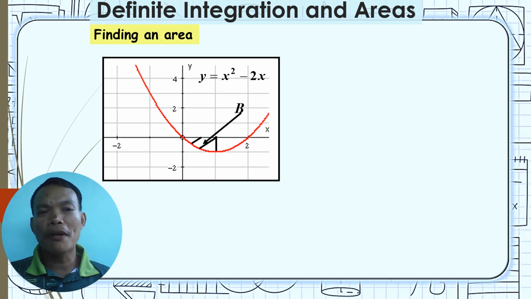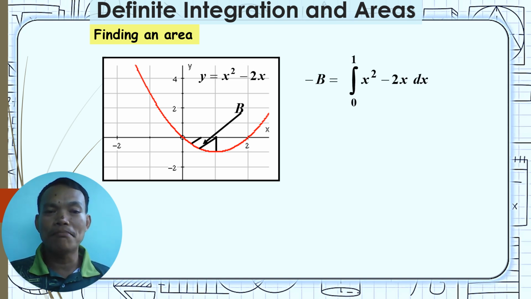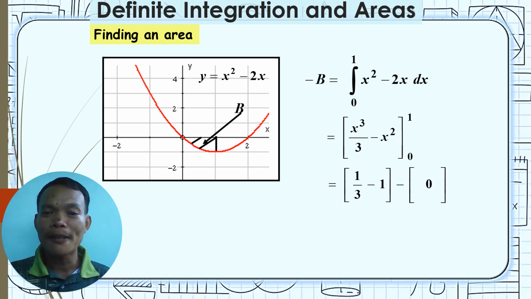And for the number 2 problem earlier, finding the area of the shaded region below the x-axis, we have here the solution. Negative b is equal to the integral of x squared minus 2x dx with limits from 0 to 1. Again, we integrate. It gives us x cubed over 3 minus x squared with limits 0 to 1. And we have negative 1 third minus negative 1 minus 0, so negative b is equal to negative 2 thirds. Therefore, the area of b is positive 2 thirds.